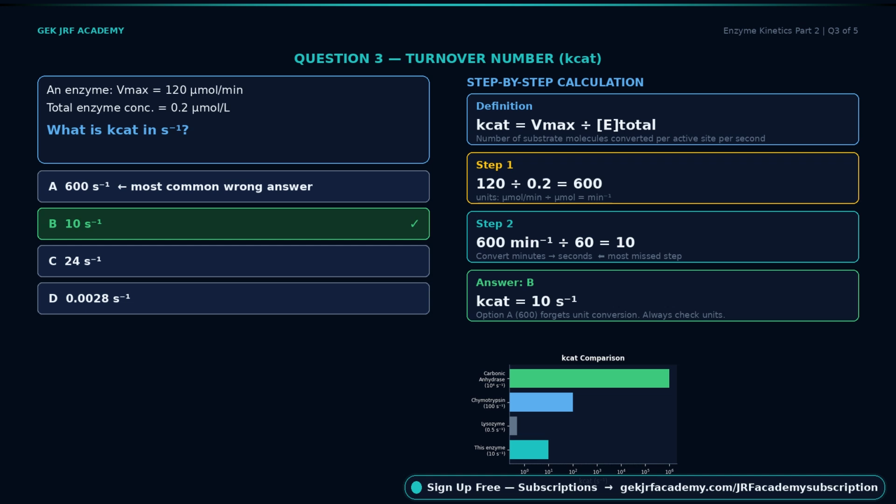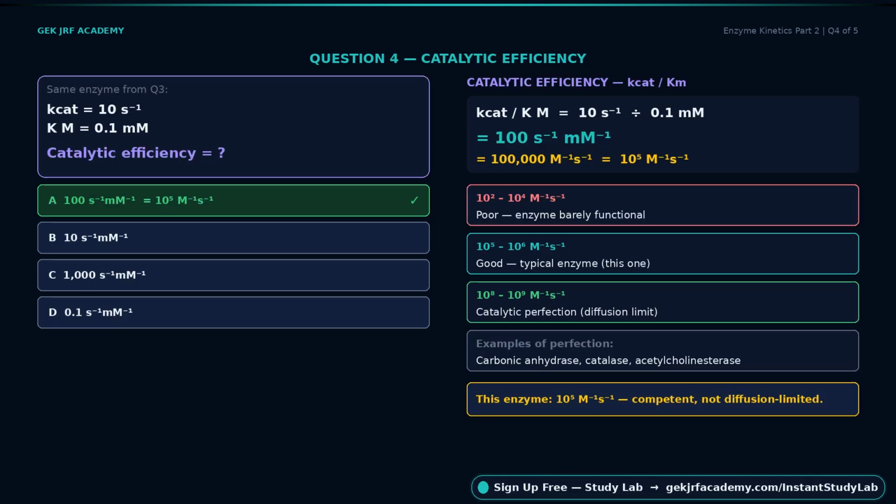The answer is B. Option A, 600, is the most common wrong answer. Students forget to convert minutes to seconds. Always check your units. Question 4.